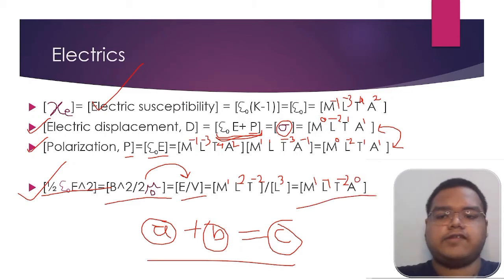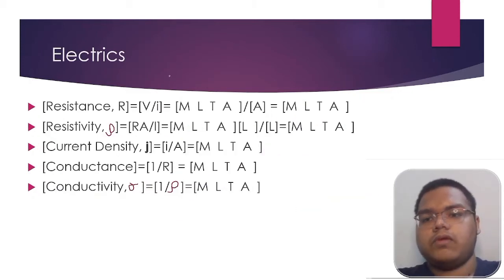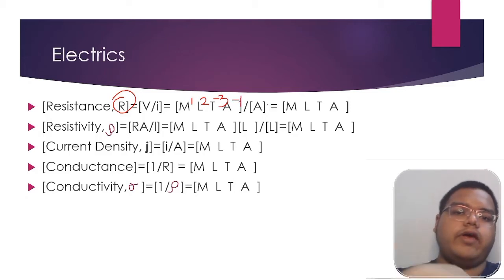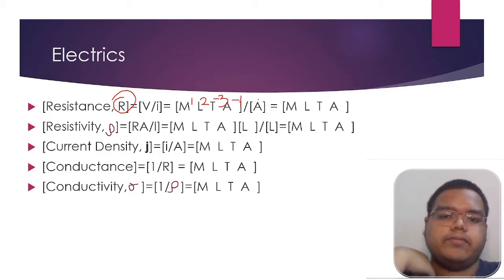Next, resistance R, which is equal to V by I. So it will be M to the power 1 L squared T to the power minus 3 and A to the power minus 1. And here it will be A to the power 1. So the final dimension will be M to the power 1 L squared T to the power minus 3 A to the power minus 2.